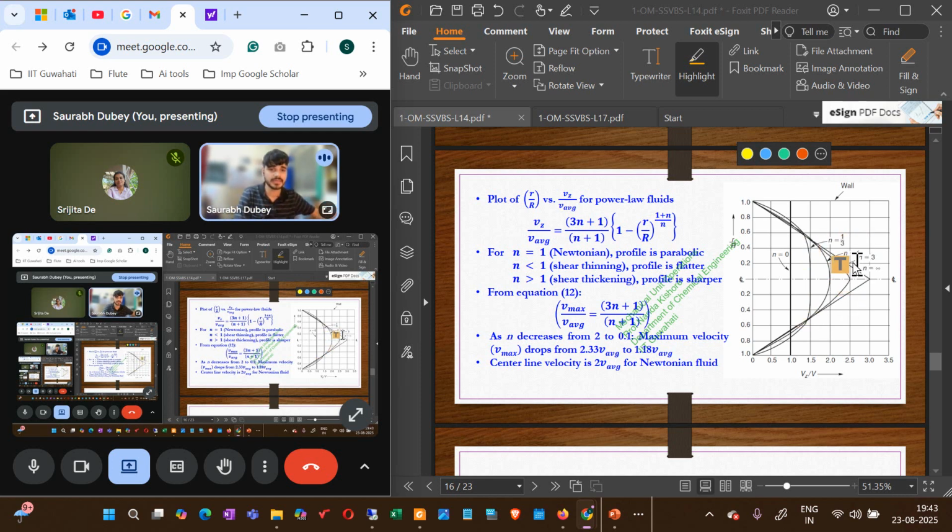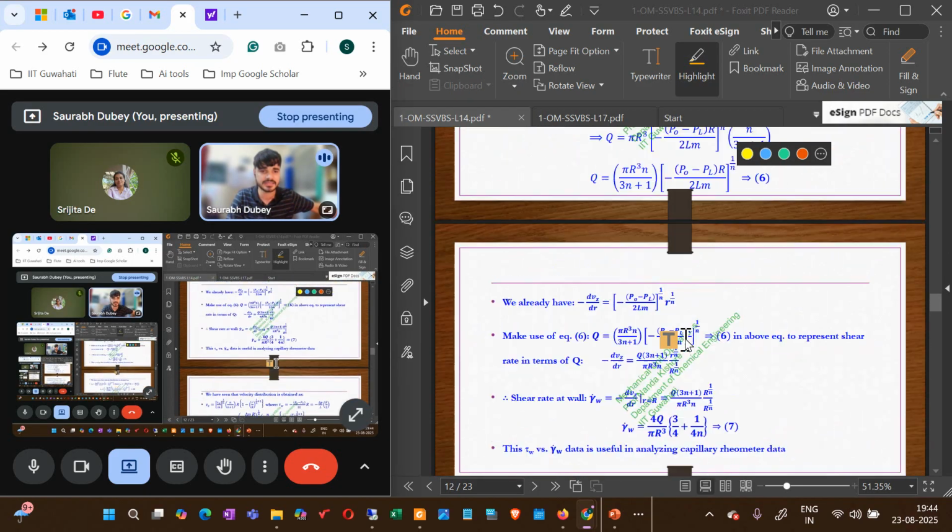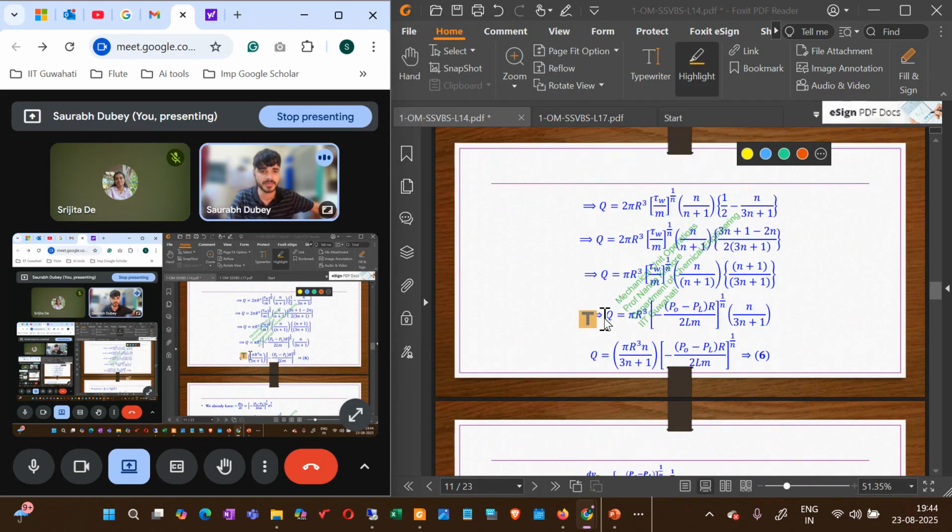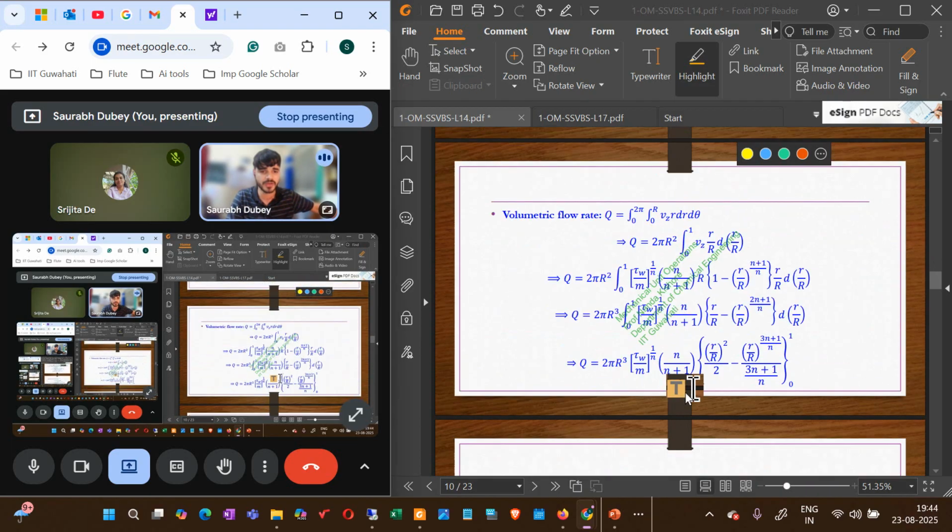So it is not the pipe or the pressure drop, it is the fluid that is flowing through it. If it is pseudoplastic or dilatant fluid, for them, based on the conditions that we have derived here, we get the volumetric flow rate and the velocity profile.